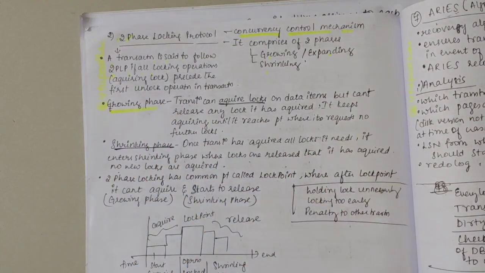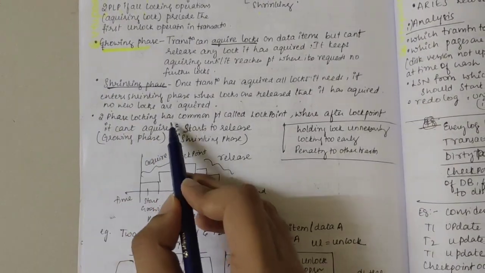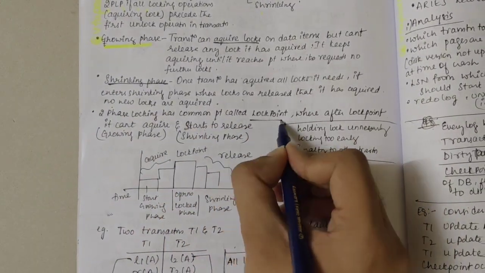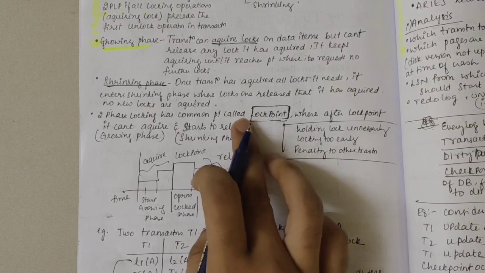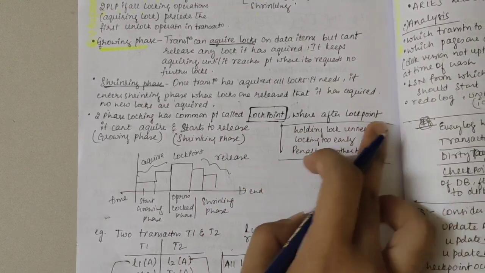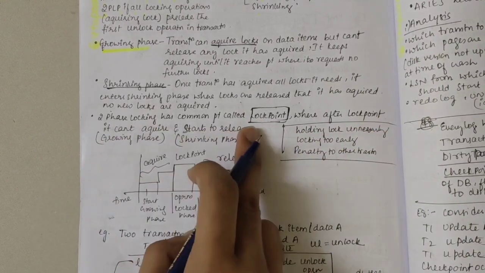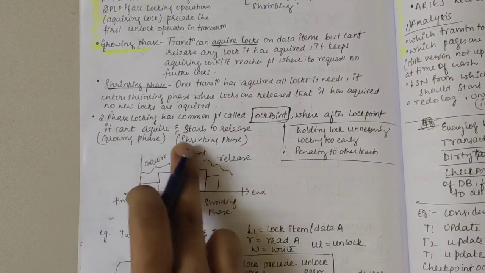So no new locks are acquired here. Two-phase locking has a common point called the lock point, where after the lock point, it can start to release locks. So this was the growing phase and this is the shrinking phase.